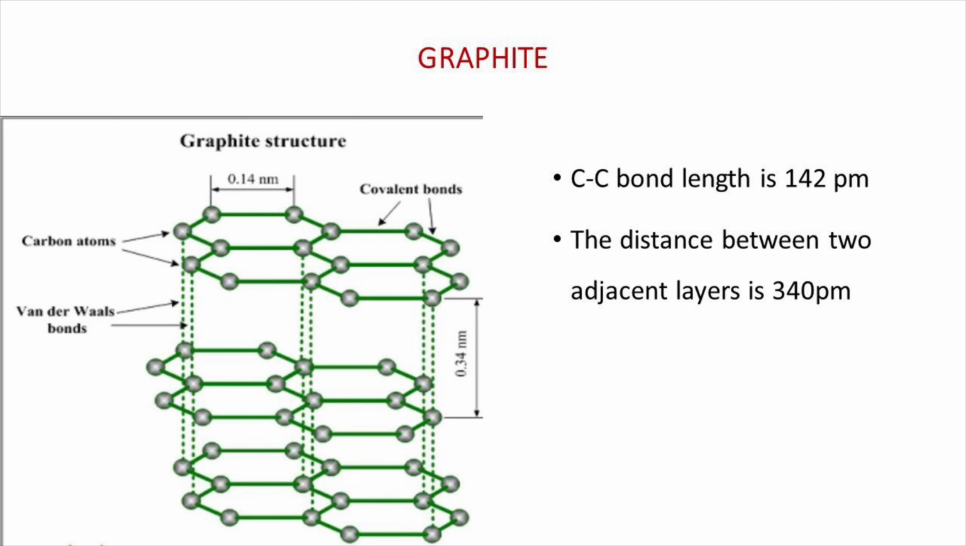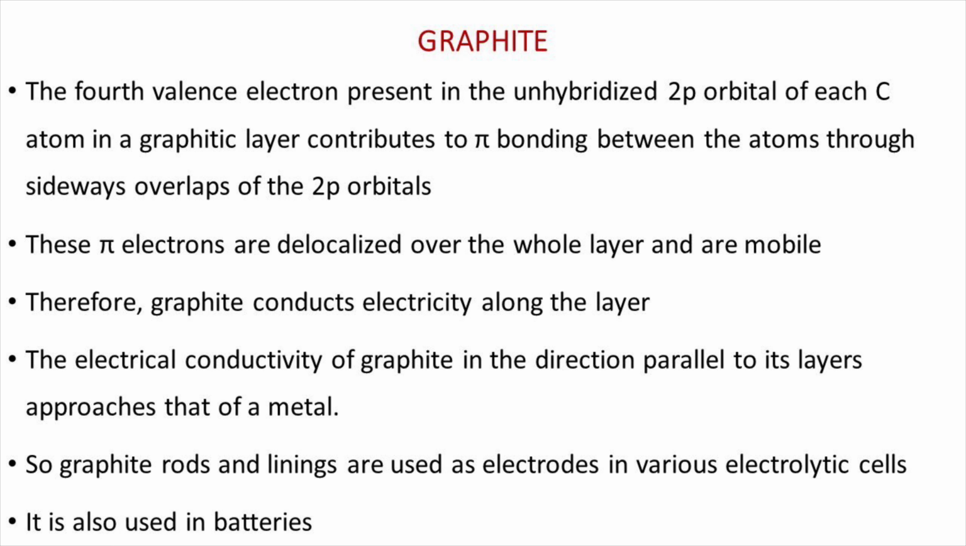Carbon-carbon bond length in graphite is 142 picometer. The distance between two adjacent layers is 340 picometer. The fourth valence electron present in the unhybridized 2p orbital of each carbon atom in a graphite layer contributes to pi bonding between the atoms through sidewise overlaps of the 2p orbitals. These pi electrons are delocalized over the whole layer and are mobile. Therefore, graphite conducts electricity along the layer.